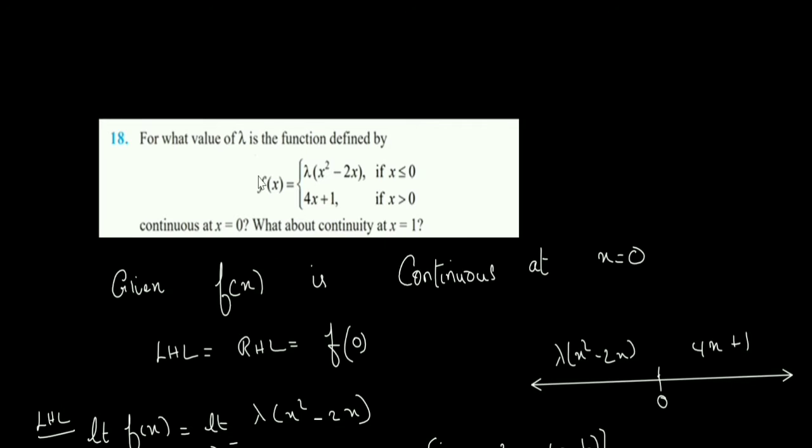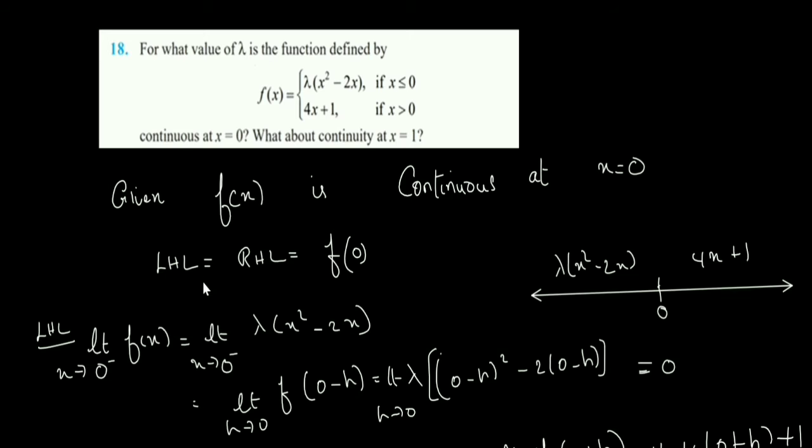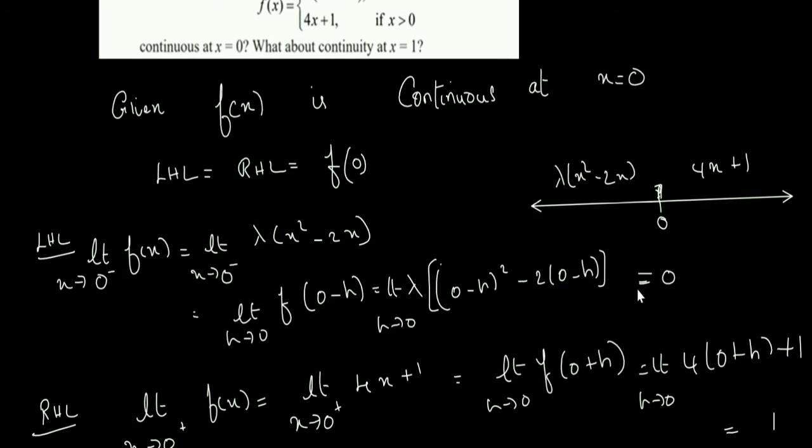So first it is given this function is continuous at x is equal to 0. When a function is continuous, the limit exists. Limit exists means left hand limit is equal to the right hand limit is equal to the value of the function. So let us first find the left hand limit. For x less than or equal to 0, the function is lambda into x square minus 2x. Greater than 0, the function is 4x plus 1. So to find left limit, we use lambda x square minus 2x.